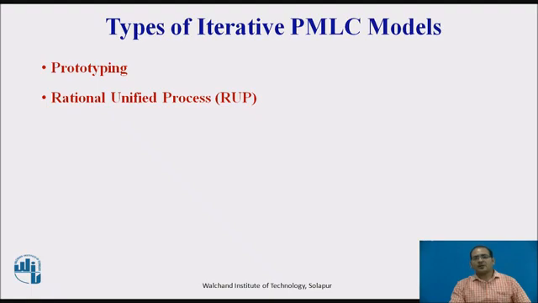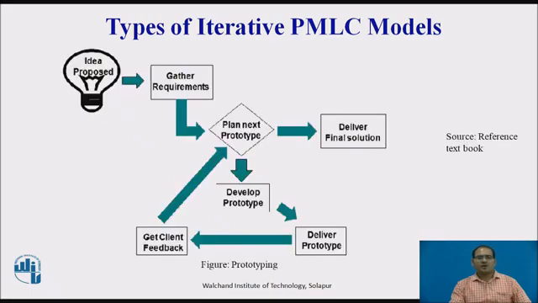The types of iterative PMLC models, the main models, are prototyping and Rational Unified Process. We'll discuss the prototyping model in detail. In the prototyping model, as the figure shows, requirements are gathered from the client, and a prototype is developed and delivered to the customer. After delivery, feedback is taken from the client and a plan for the next prototype is developed. Once the iterations are completed, the final solution for the project is delivered.